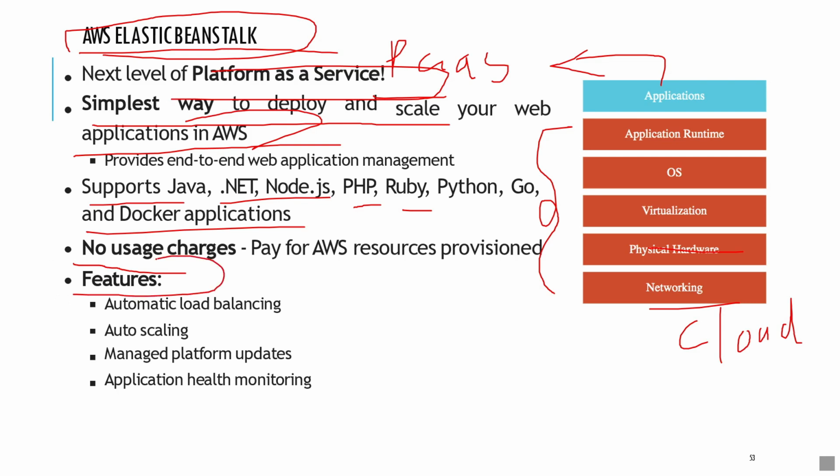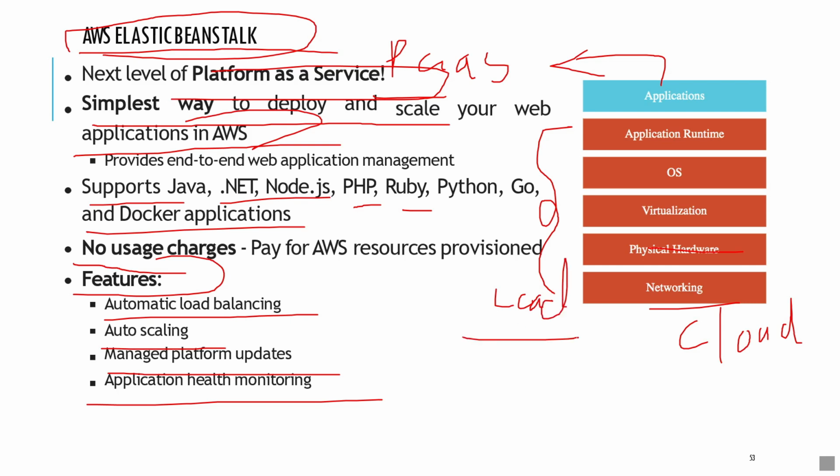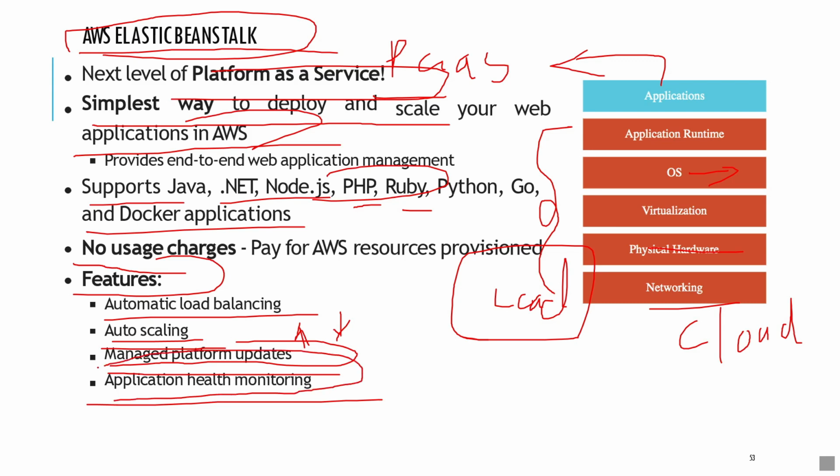When it comes to the features of AWS Elastic Beanstalk, it supports load balancing, auto scaling, managed platform updates, and application health monitoring. AWS automatically includes load balancing, so we do not need to configure load balancing separately. It is managed by AWS. Auto scaling increases or decreases the instances depending upon the traffic. It also manages the updates. It manages the OS updates, and language updates are also managed by AWS, and it also monitors the health of the EC2 instance.